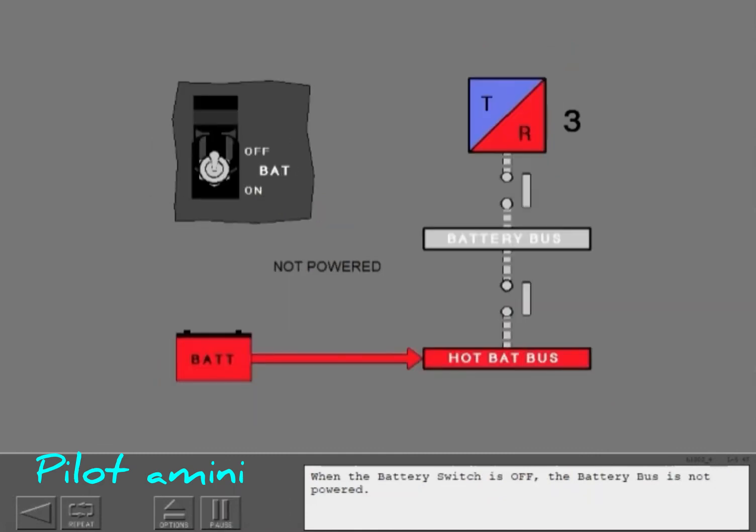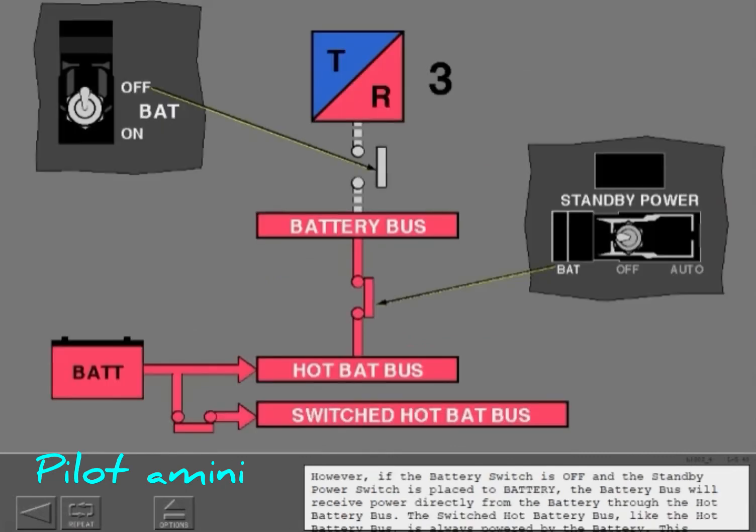When the battery switch is off, the battery bus is not powered. However, if the battery switch is off and the standby power switch is placed to battery, the battery bus will receive power directly from the battery through the hot battery bus. The switched hot battery bus, like the hot battery bus, is always powered by the battery. This ensures an uninterrupted flow of power to certain vital circuits in the airplane when the battery switch is on.